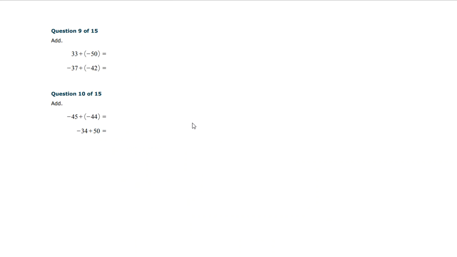All right, let's look at a few more examples. This is adding integers. You can see they're just bigger numbers. So 33 plus negative 50. So if you have $33, but you owe 50, when you combine those two, because the owing is more than the having, you're still going to owe. And to figure out how much you owe, you find the difference between 50 and 33. And you get 17.